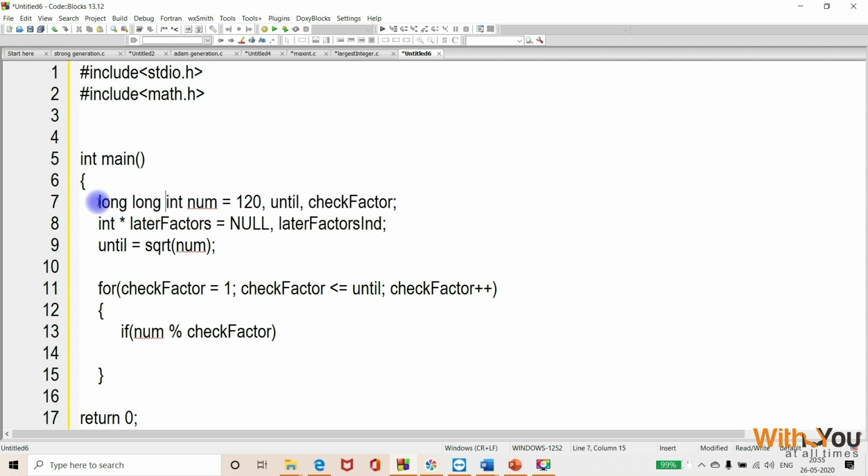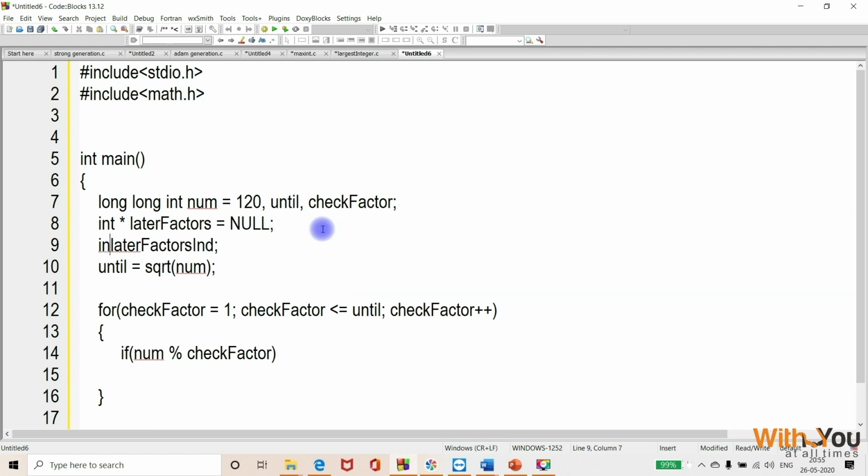Thanks for that alarm. What about this? This also. Okay, look at it. Check factor, but this need not be. It can be kept as a long. So here also it's going to be a long. Why? The factor, it's going to be 10 to the power of 14 or 10 to the power of 13. You need to have a long.